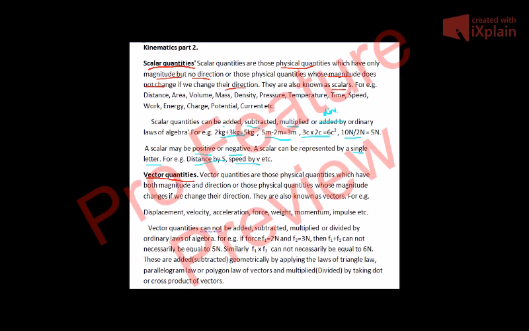Now, what are vector quantities? Vector quantities are those physical quantities which have both magnitude and direction, or those physical quantities whose magnitude changes if we change their direction. They are also known as vectors. For example, displacement, velocity, acceleration, force, weight, momentum, impulse, etc.